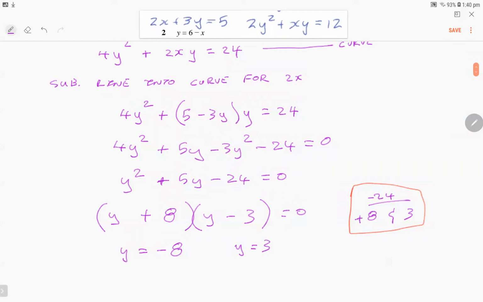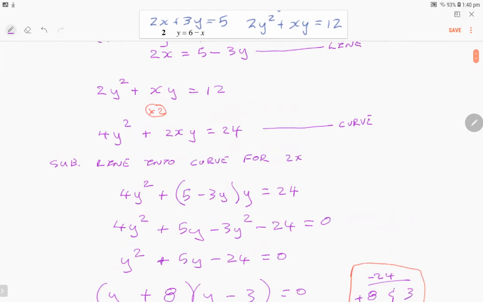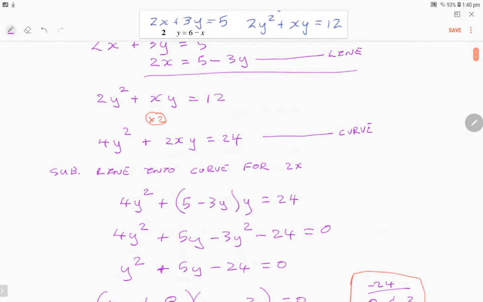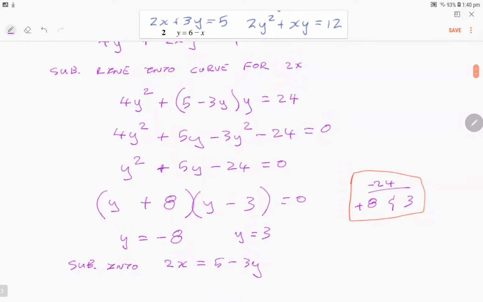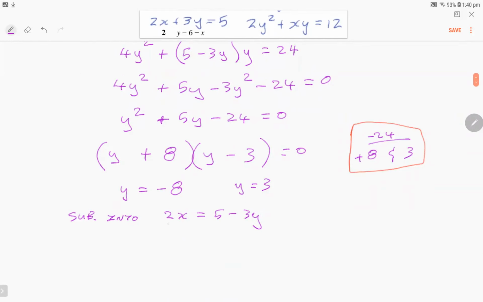To find the corresponding x values, remember the line that we used was this line. The line was 2x equals 5 minus 3y, right? So we're going to substitute into 2x equals 5 minus 3y, so we can find the x values. Remember, after we find the 2x, we have to divide by the 2 to know what the x is.